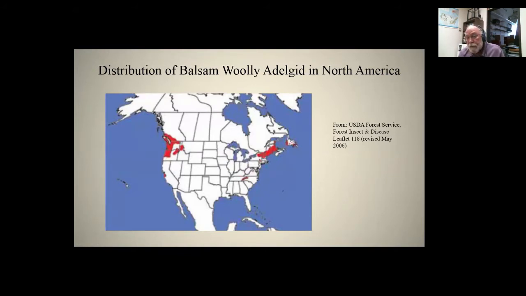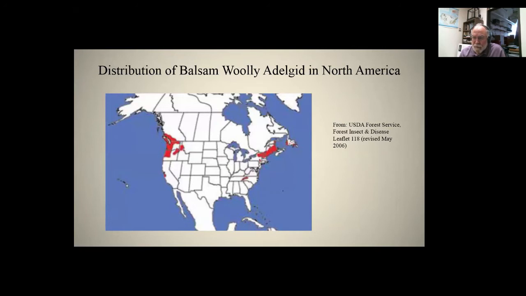We have not done the resistance studies out here that have been done in the East with Fraser fir, but we do know that if you look in this area, grand fir, which was the predominant host over here on the coast, is not hit as hard, especially as you get down into these lower zones. We think it's because of hybridization.